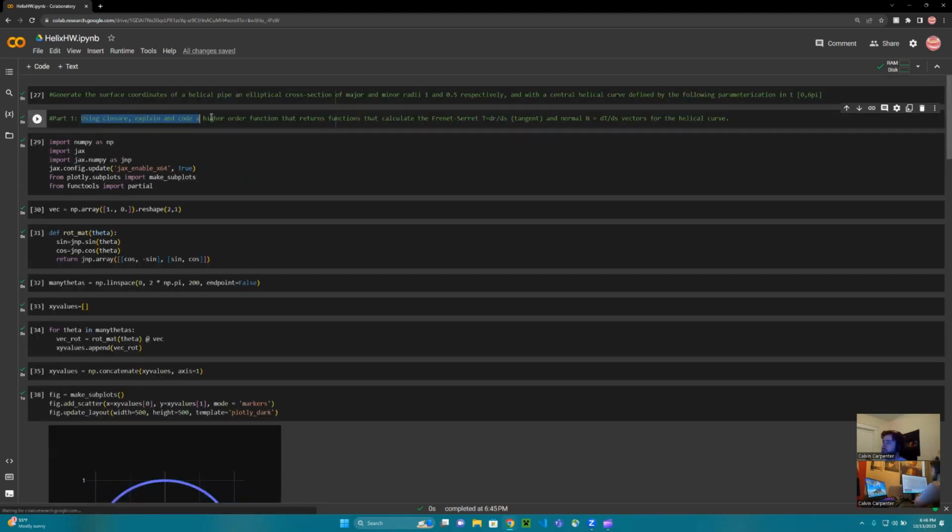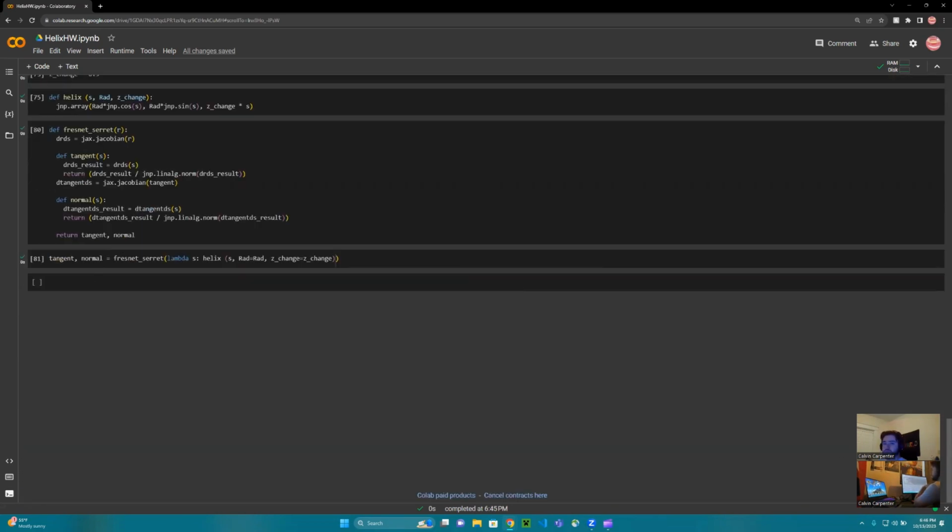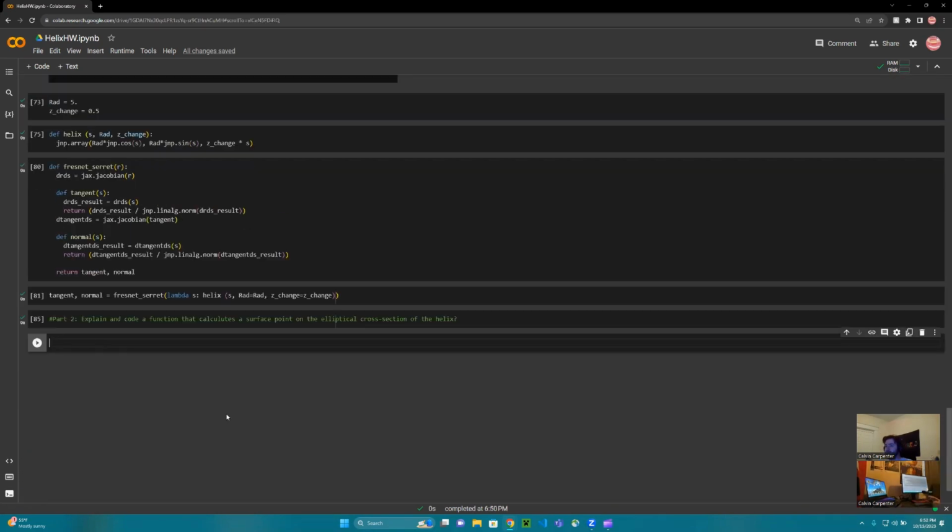or sorry, part 1. Using closure, explain and code a higher order function that returns functions that calculate the Frenet-Serret tangent and normal vectors for the helical curve. So part 2 of this assignment is to explain and code a function that calculates a surface point on the elliptical cross section of the helix.